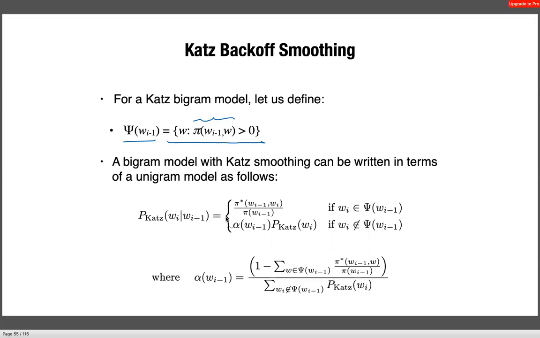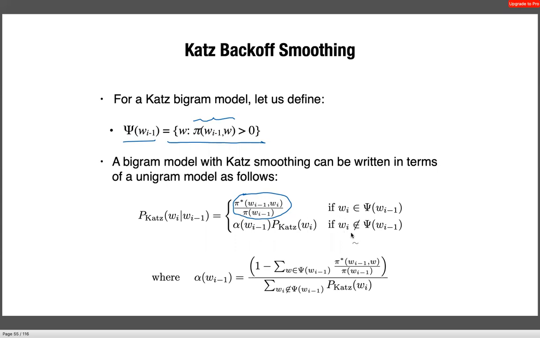A bigram model with Katz smoothing can be written as follows. There are two clauses. This is a bigram model, right? So you're trying to find the probability of w_i given w_{i-1}. You first check whether w_i belongs to psi of w_{i-1}, meaning that I do see non-zero counts of the bigram w_{i-1} w_i. If that is the case, then you resort to this expression, which should be familiar to you, which is just the standard expression for estimating a bigram probability, except in your numerator you have a discounted count. You don't have the actual count.